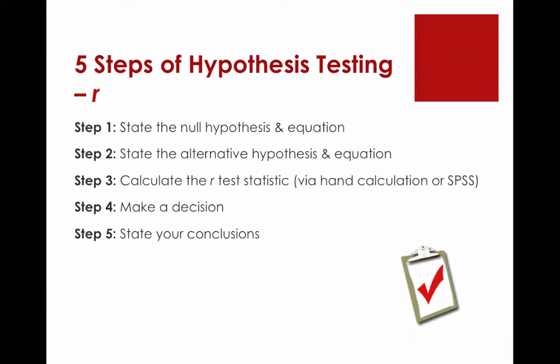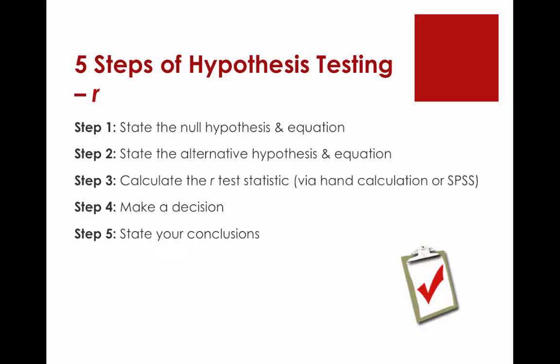All right, so let's get to the nitty-gritty of this chapter. Our plan for hypothesis testing for correlation coefficient. Hopefully you know these steps by heart now. Steps 1 and 2, stating our hypotheses and the equations. Step 3, calculating our test statistic. In this case, our test statistic for correlation coefficient is little r.